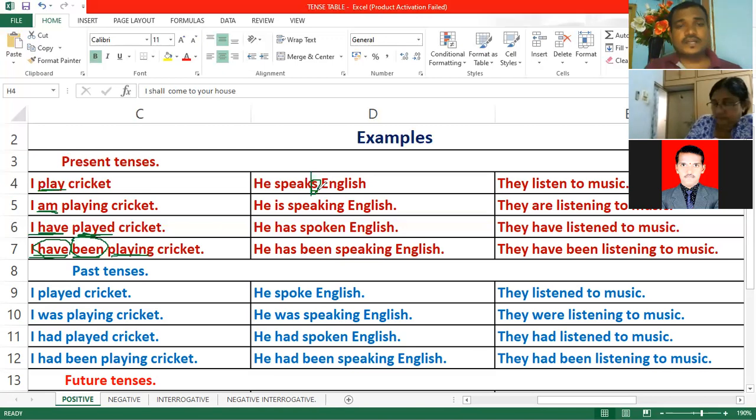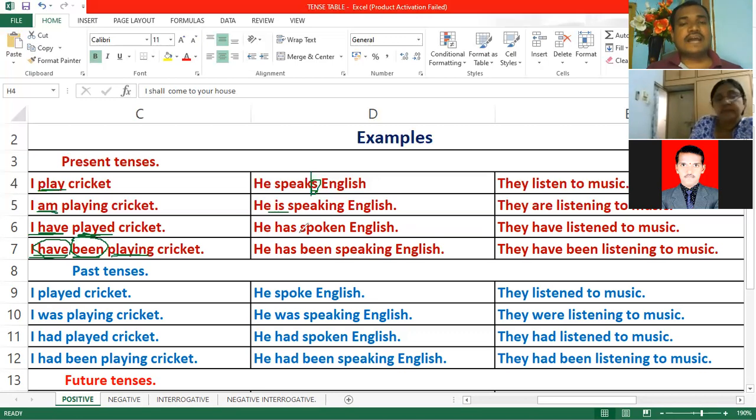Now come to present continuous. He is speaking English. In the first example, this was first person singular, that's why we used I am. But here it is third person singular, so we should use is. He is speaking English.